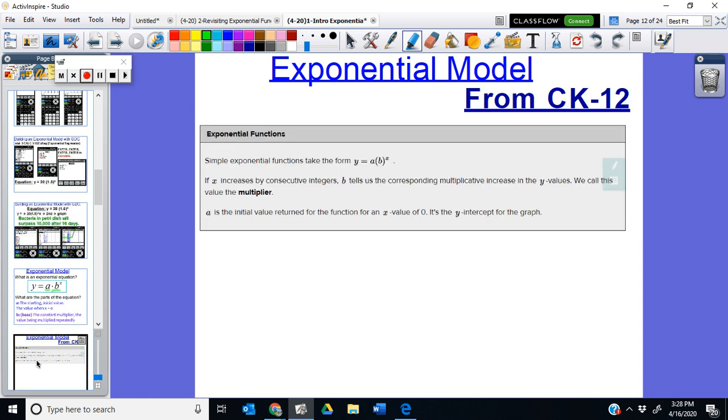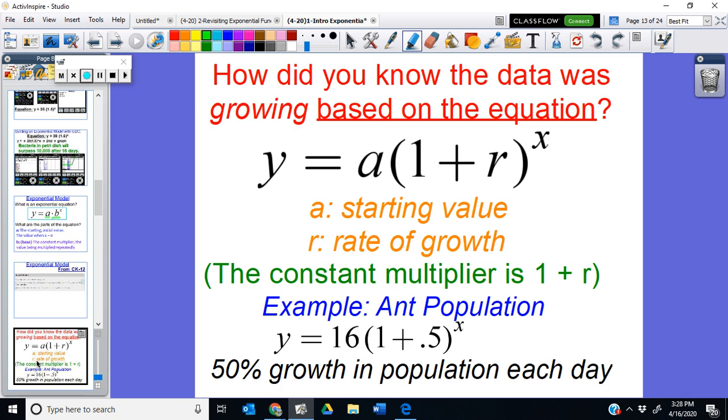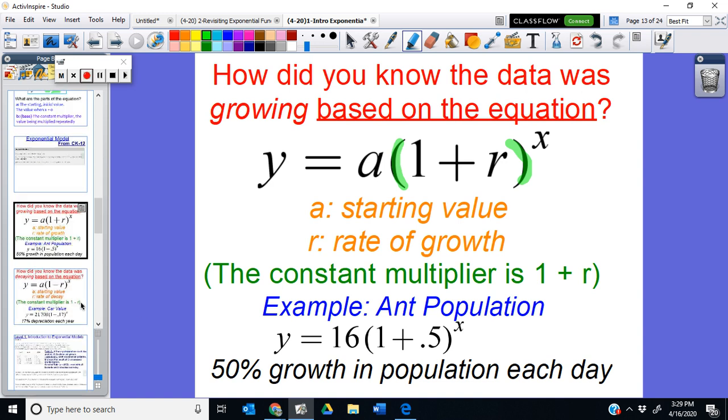Here's what it looks like from CK12. And here is the growth equation. Notice that b is what is in this parentheses. And if we're growing, then we're going to add 100% of what we currently have by some rate of change. And this rate is always a decimal. Here's an example down here of some ant population growing. 1 plus 0.5. 1.5 is your multiplier, but we are growing by 50% each day, just like the bacteria example.